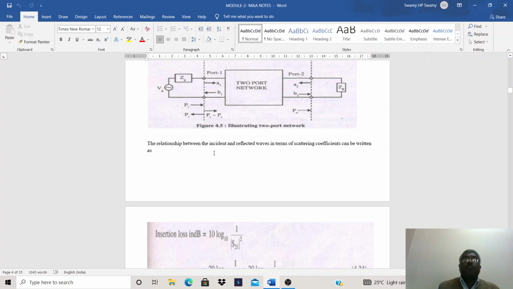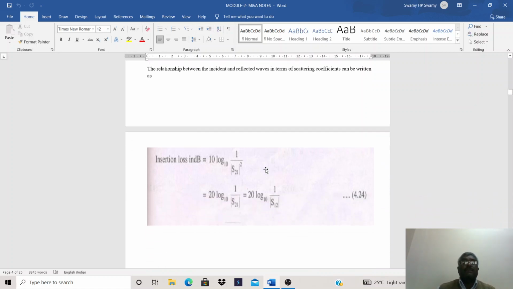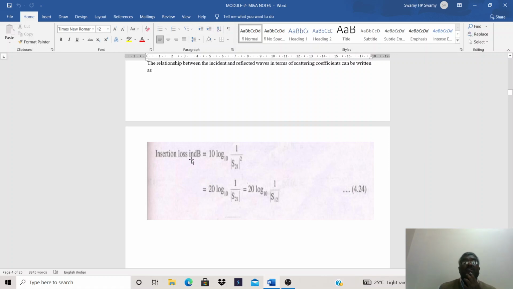So the relationship between the incident and reflected waves in terms of scattering coefficients can be written as follows. Now, insertion loss. Insertion loss in dB is equal to 10 log base 10 of 1 over the magnitude of the scattering coefficient between port 2 and 1 squared, that is equal to 20 log of 1 over the magnitude of S21, which is equal to 20 log of 1 over the magnitude of S12.